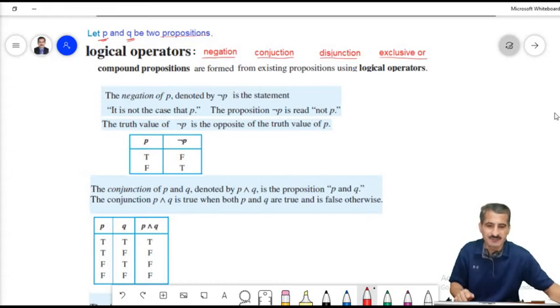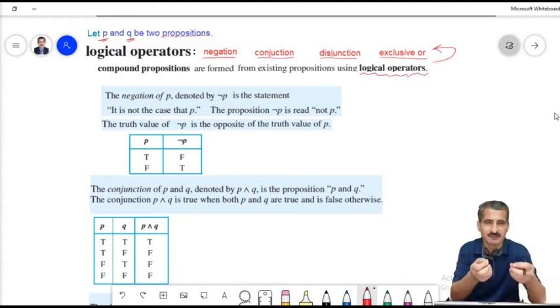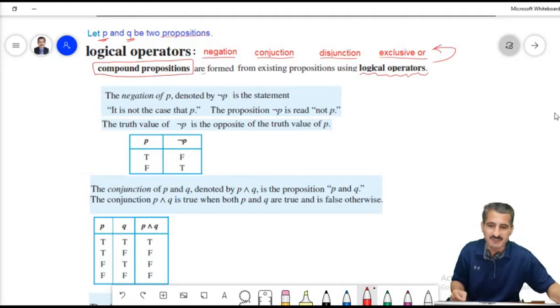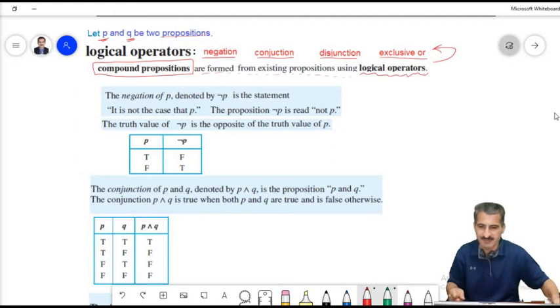Each one of these is called a logical operator. Why do we call them logical operators? Because they take propositions, two propositions or even one proposition, and combine them together. Once we do that combination, we obtain compound propositions. So compound propositions are formed from existing propositions using logical operators. So what are these logical operators? They are very easy to define.